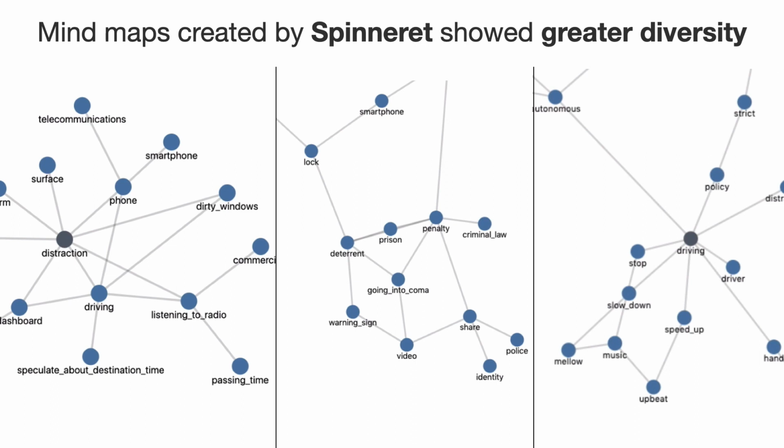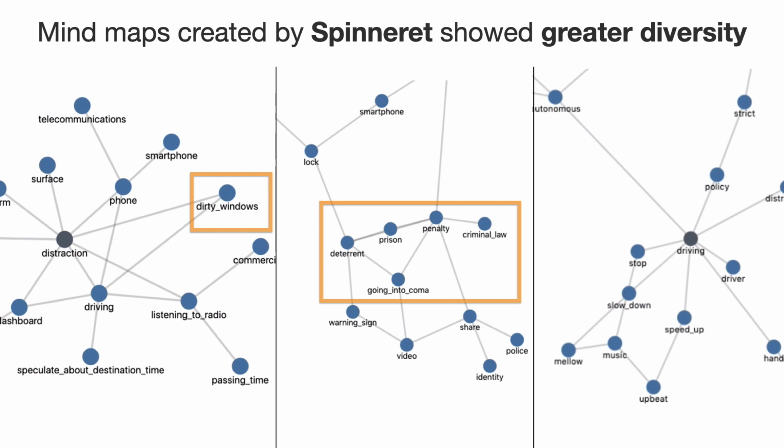From the user study results, we found that the mind maps created with Spinneret showed a greater diversity of concepts. These 3 mind maps shown here were all produced by participants from the user study, and these mind maps were created for the constrained task, which is to reduce a driver's distraction. For example, one participant noted dirty windows to be a distraction when driving and provided a solution for drivers to have weekly reminders to clean their windshield. Another participant thought of a legal policy where there would be severe consequences if drivers are caught distracted. Lastly, a participant provided a solution that only allows mellow and slow playing music in the car when driving.